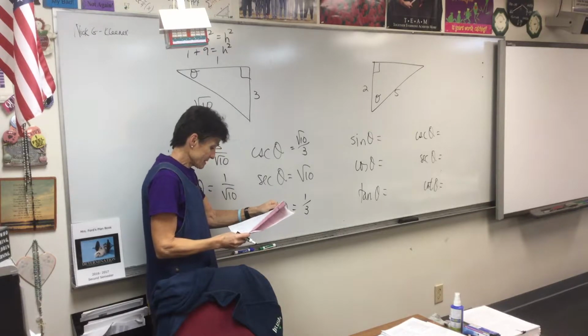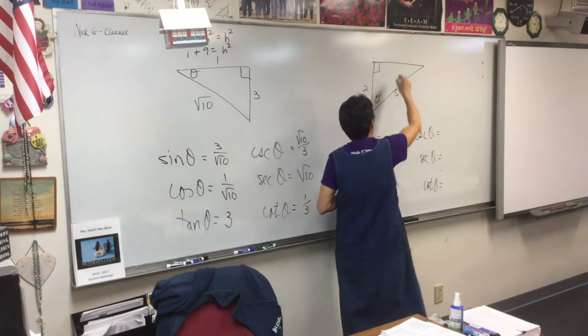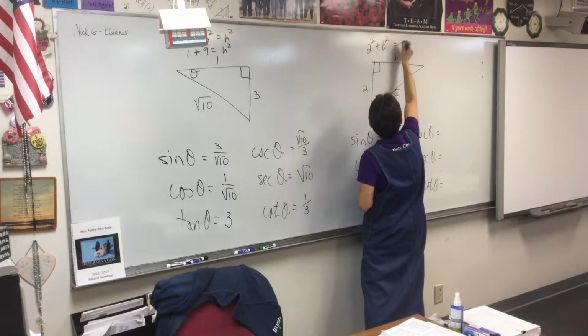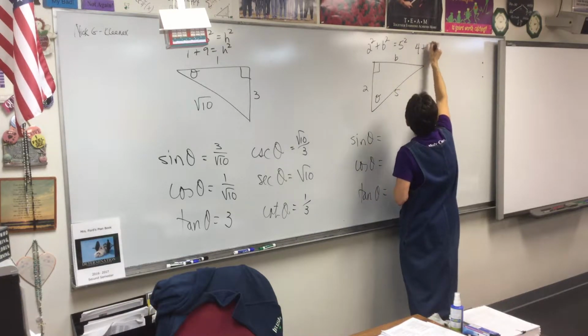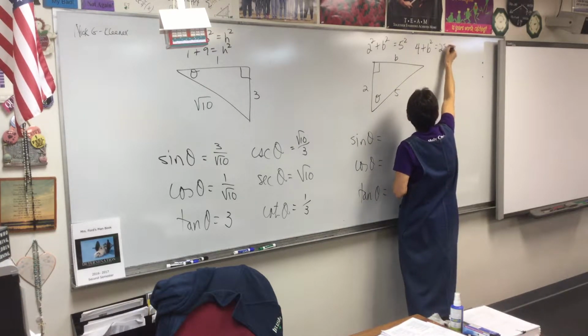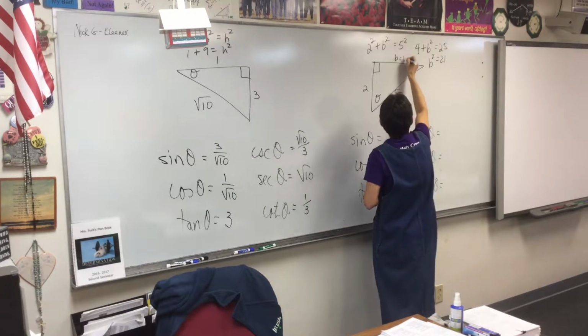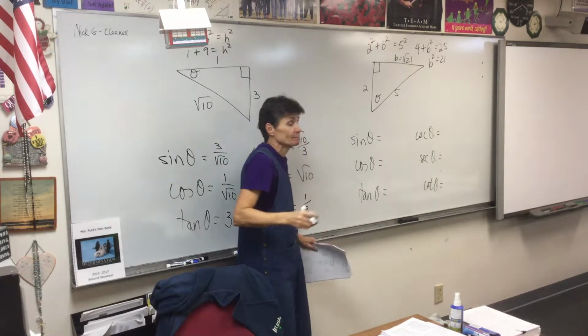Do we have a missing side? Root 21. We have a missing side, and Brittany has said 2 squared plus b squared equals 5 squared. So 4 plus b squared equals 25. B squared is 21. So she said root 21 for that missing leg, and I think she's right.